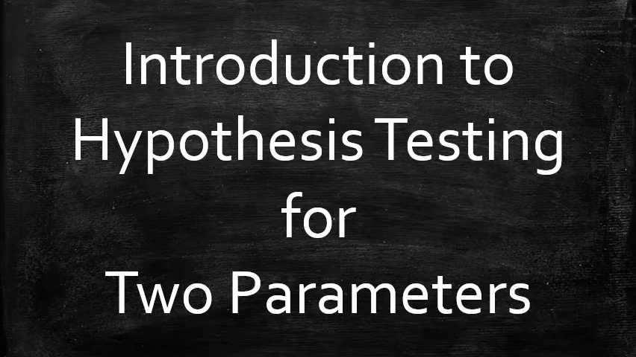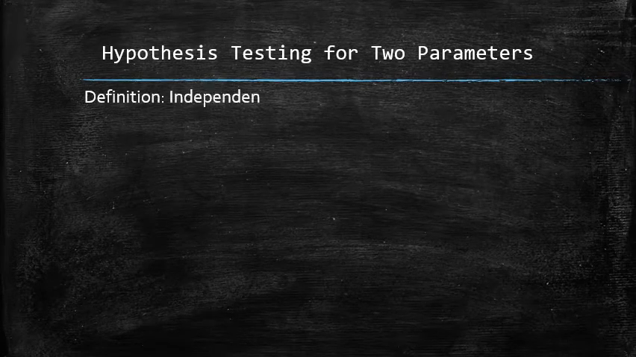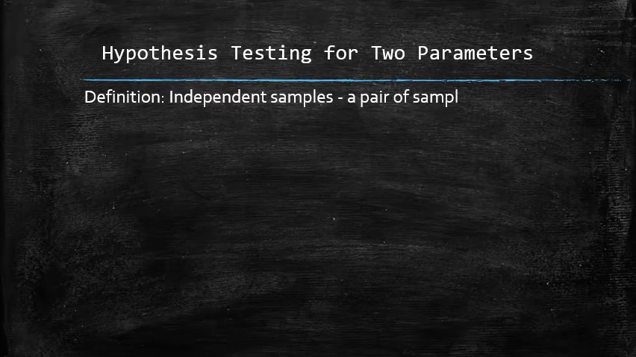null hypothesis. Next, we will discuss the nuances of setting up and testing the hypothesis to test the claims about two population parameters. We first introduce a few new terms. We call a pair of samples independent if the observations in one sample do not influence the observations in the other.